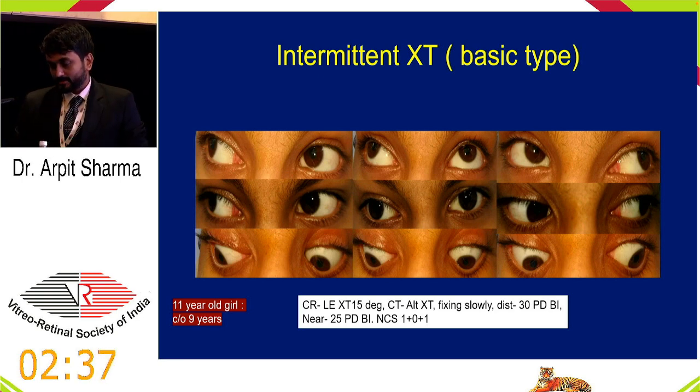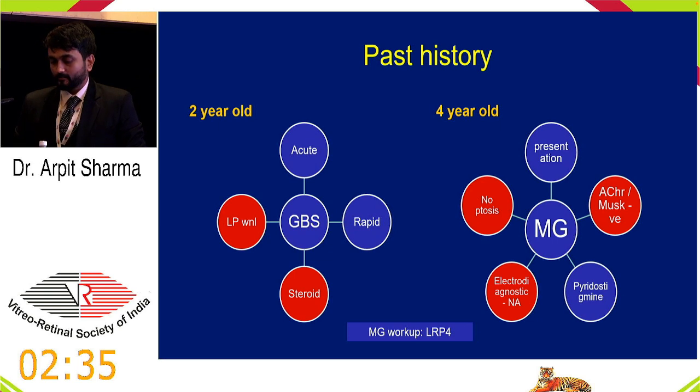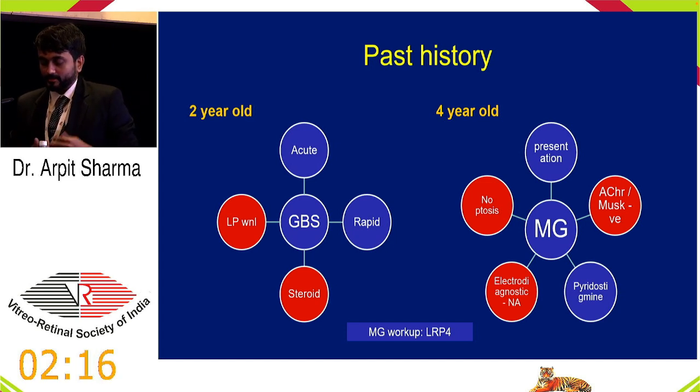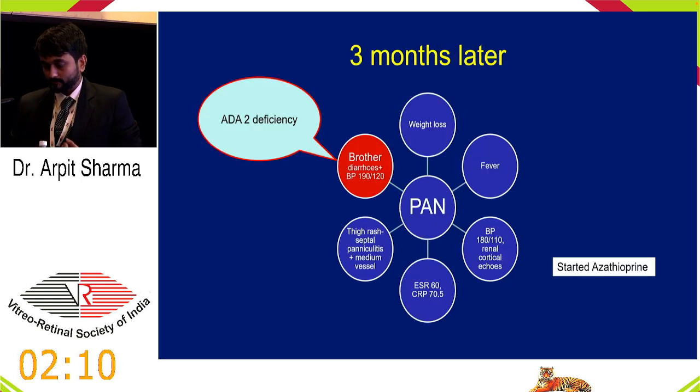type, with 6/6 vision in both eyes. When she was 2 years old, she had a diagnosis of Guillain-Barré syndrome because of acute flaccid paralysis, which was rapidly progressive. She was treated with steroids, even though the lumbar puncture was normal. When she was 4 years old, she had difficulty getting up from the sitting position. The serological markers for myasthenia gravis, acetylcholine receptor and MuSK, were negative, and she was treated with pyridostigmine, with a very good response.